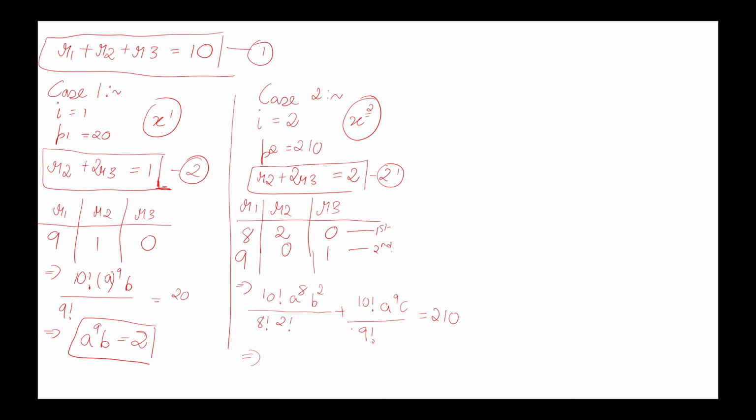I can simply take out 8 factorial common from both these equations. I would be left with 10 into 9, and I can also take out 10 common, so from here 21 would be left. So this would become 9a to the power 8 b square upon 2 plus a to the power 9 c is equals to 21. And if I take 2 common here, 2 would be removed from here and this would become 42 basically. Yes, so this is my second equation that I've gotten about a and b.